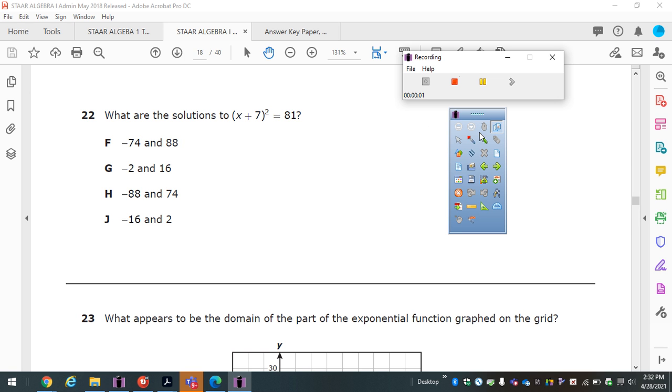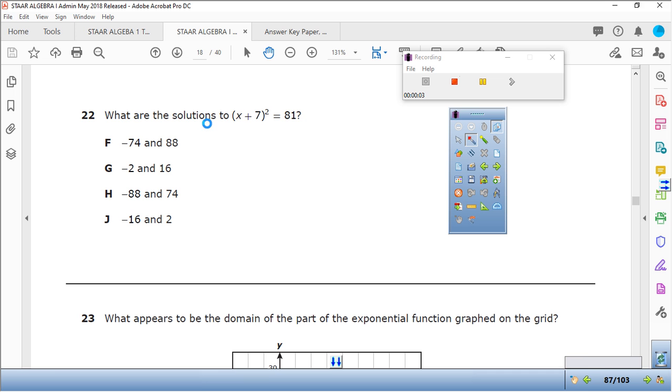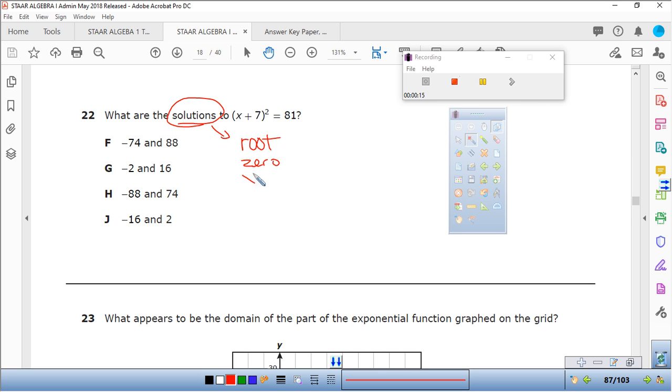What are the solutions? So you read solutions, you have to think of these other words already. The solutions, what are they, guys? Anybody know what the solutions are? So your root, your 0, and then your x-intercept. Come on, let me see it in the chat. There are all those things.